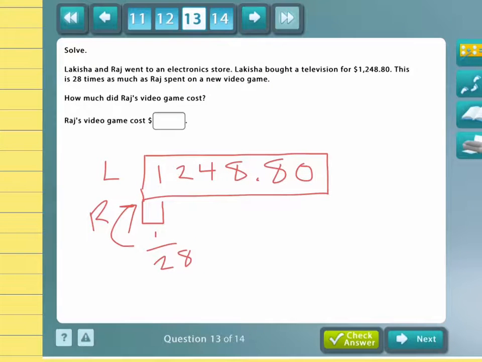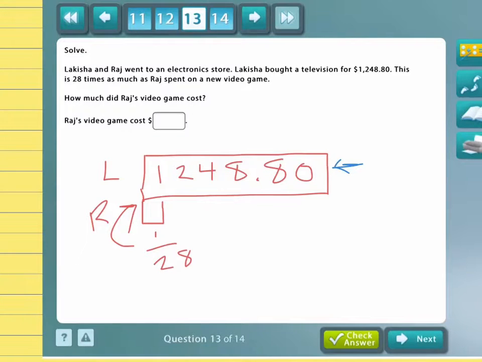Lakeisha and Raj went to the store. Lakeisha bought a television set for $1,248.80. That is 28 times as much as Raj spent on his video game. So I've drawn a comparison bar model. This is Lakeisha's TV set right here, and 1/28 of that would be what Raj spent on his video game. So I need to figure out what is 1/28 of 1,248.80.